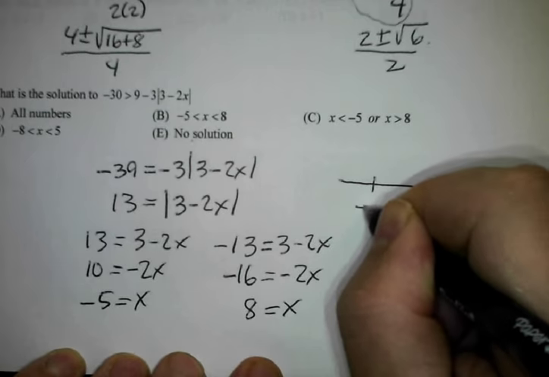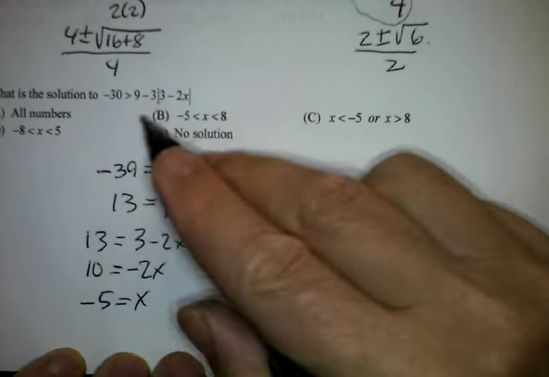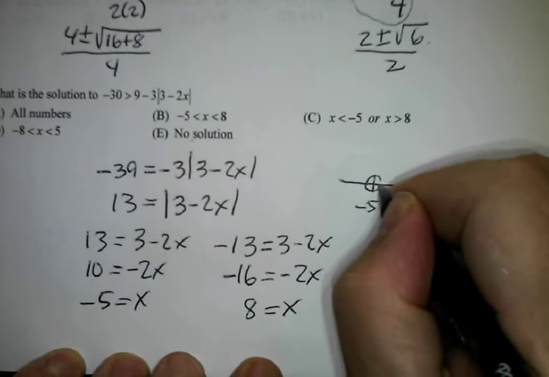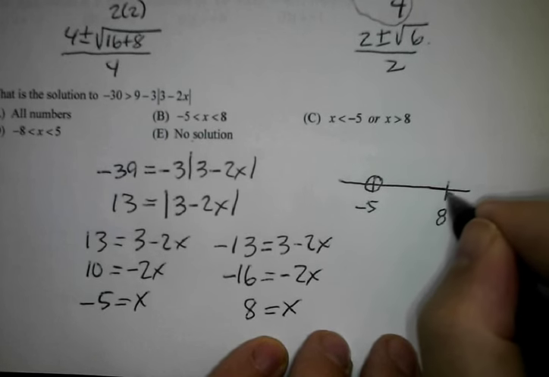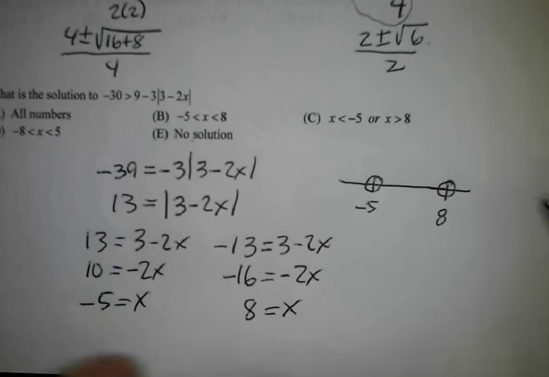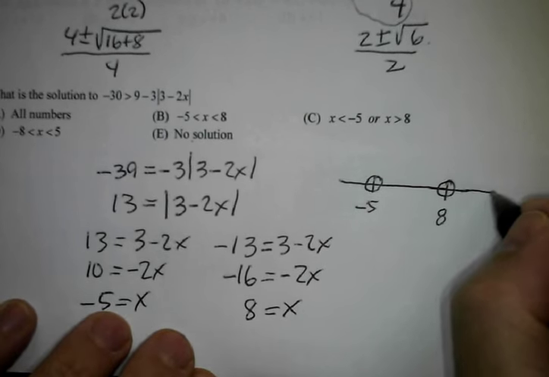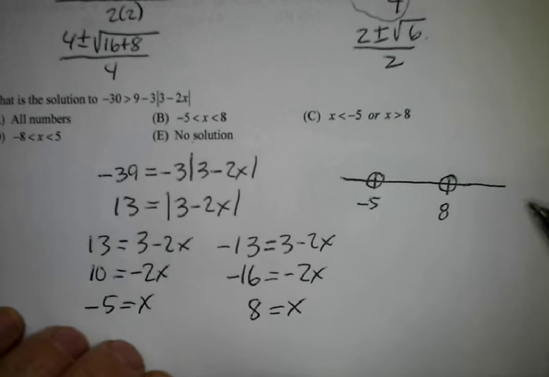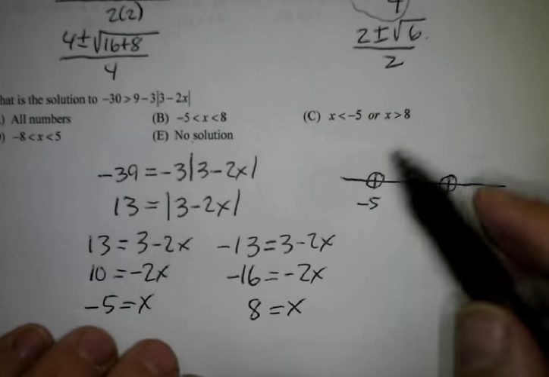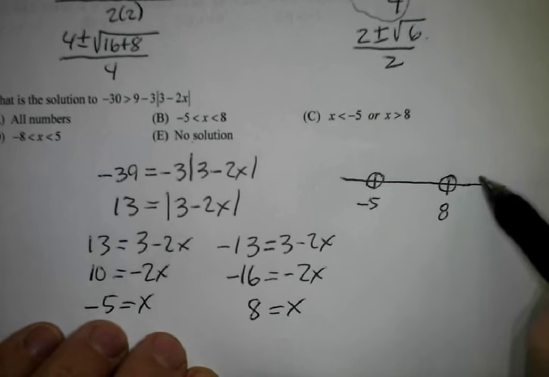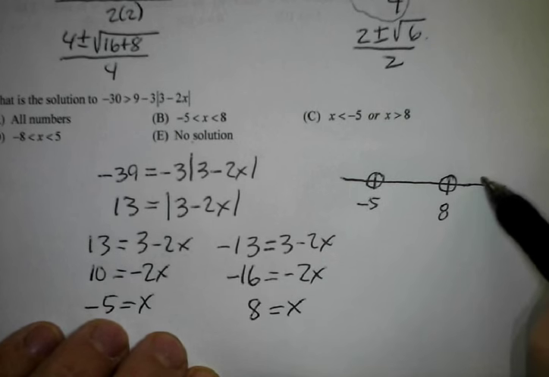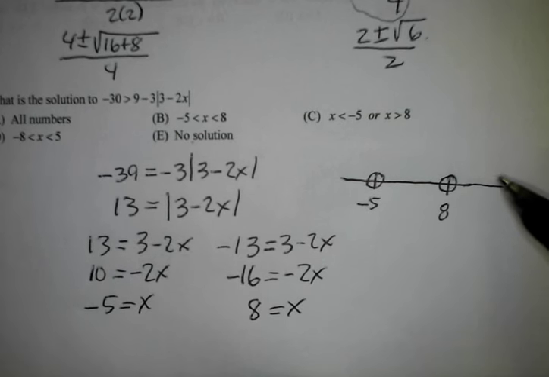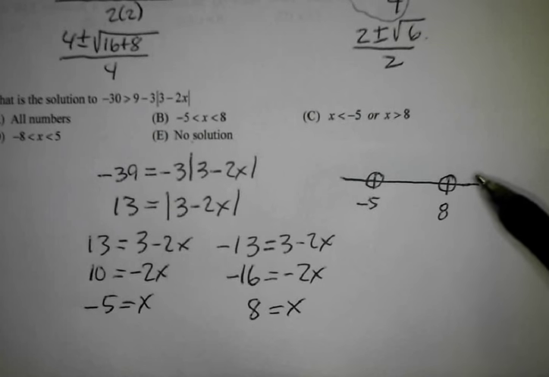We have negative 5. Don't have equals, so I'm going to do an open circle. We have 8. Open circle. Now you can go and test each of the regions to see if they're true or false. But it's either going to go true, false, true, or it's going to go false, true, false. So I just need to kind of find out what one of them is.